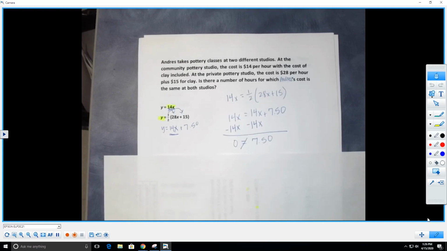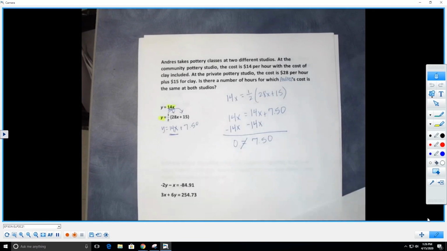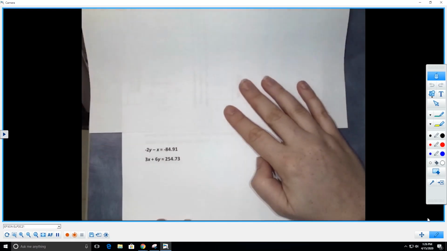Now let's try a different type of problem. I'd like you to follow along and try to write out as much of these as you can. Take a look at this system and solve by using substitution.